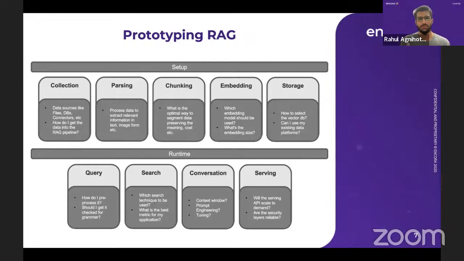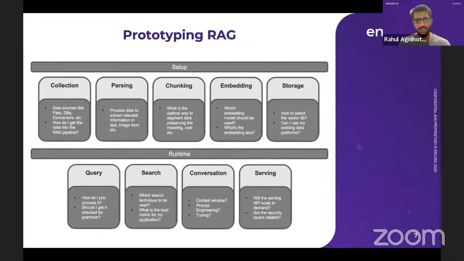So I have called this stage setup: collection, parsing, chunking, embedding, and storage, because these are the pre-processing parts of your RAG pipeline. Now, during runtime, you have to take care of other aspects of the complete application. One is the query. The query is basically the user input. So let's say you are building a chatbot similar to ChatGPT, but it is a RAG application, which talks to your local application.